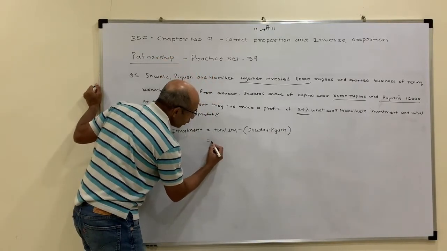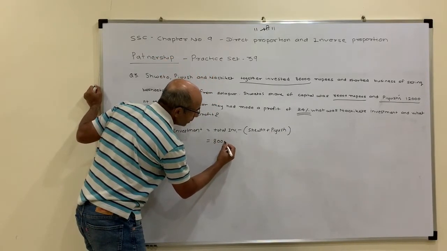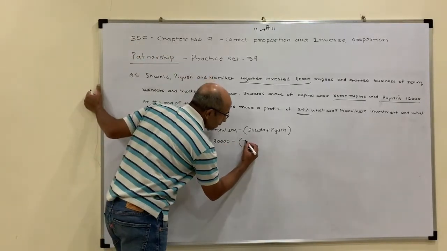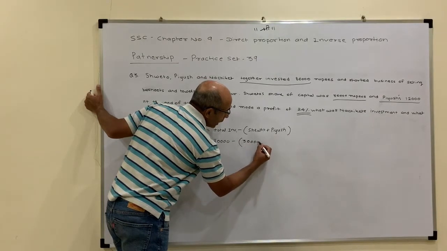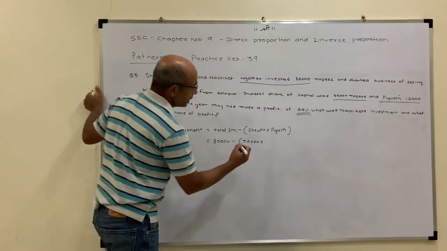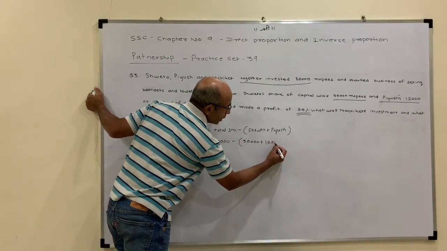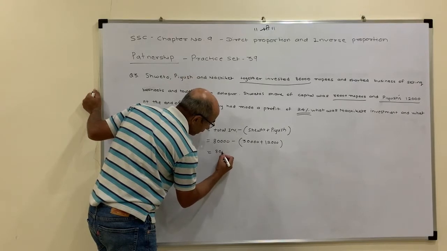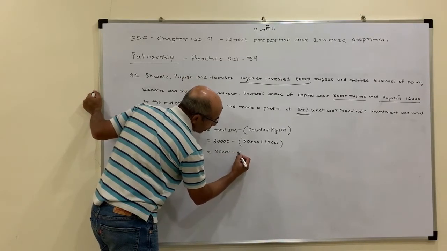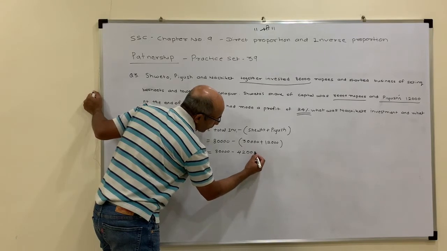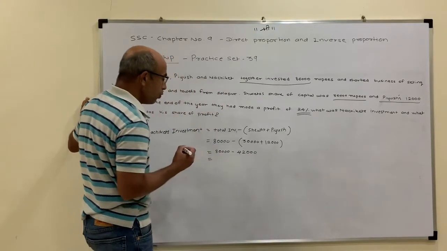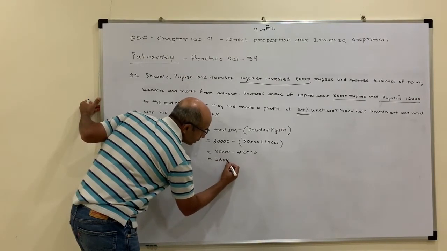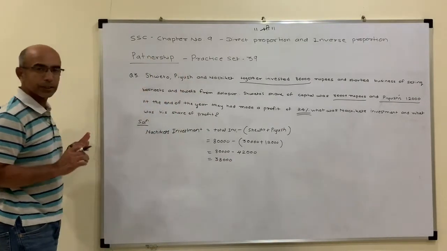So total investment is how much? 80,000 rupees. Minus how much Shweta invested? Shweta invested 30,000 rupees. How much Piyush invested? Piyush invested 12,000 rupees. So 80,000 minus 42,000, and that is equal to 38,000, the amount invested by Nachiket.